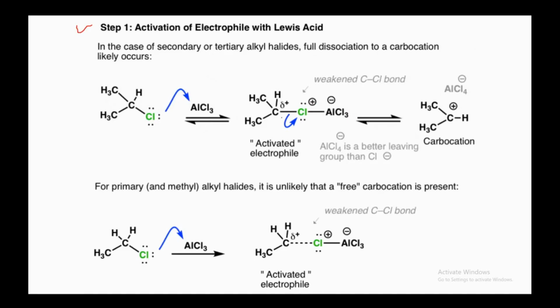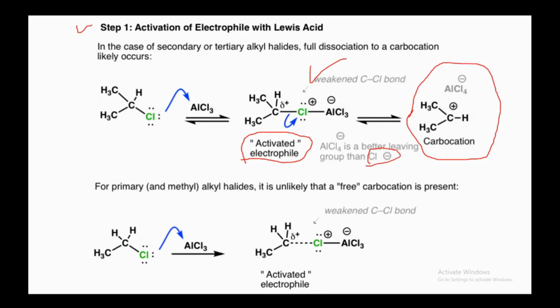The bond between this carbon and this chlorine is weakened. So the C-Cl bond is weakened, and as a result the bond dissociates, or is broken, between carbon and chlorine, and we generate this carbocation as an intermediate. That is the purpose of the Lewis acid. The Lewis acid activates the electrophile, makes it a good leaving group. And now AlCl4 negative is a better leaving group than Cl negative.